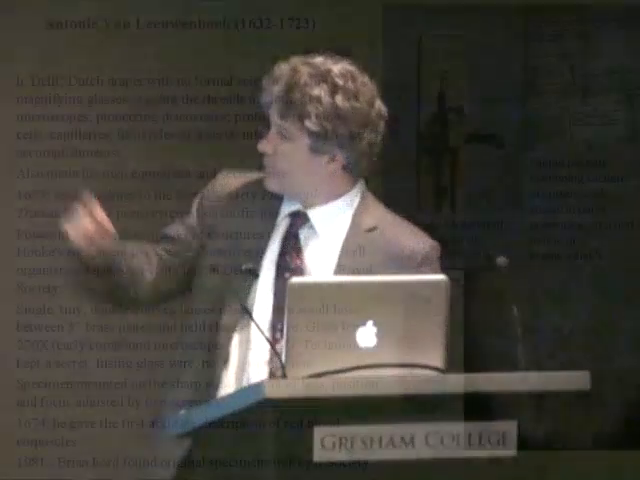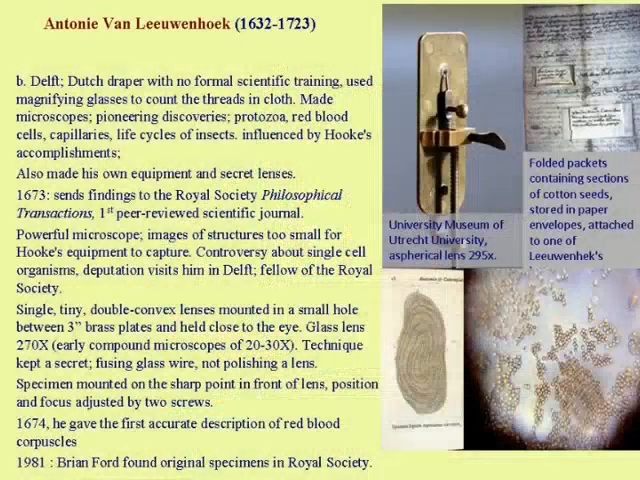Now, Antony van Leeuwenhoek went down a completely different path. He was a Dutch draper, lived in Delft, and he had no formal scientific training whatsoever. But he had used magnifying glasses to count the amount of threads in a cloth. And he made his own microscopes. Here's an example. And he made them by a secret process.